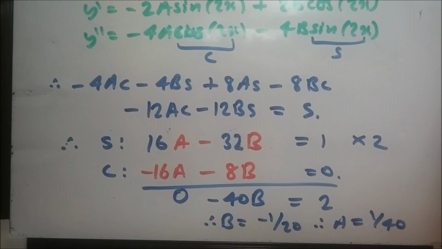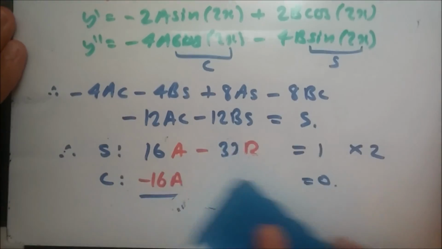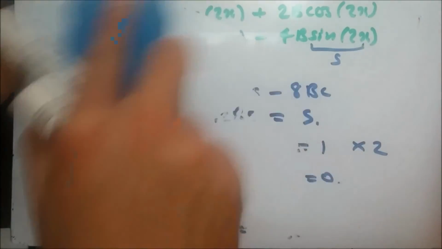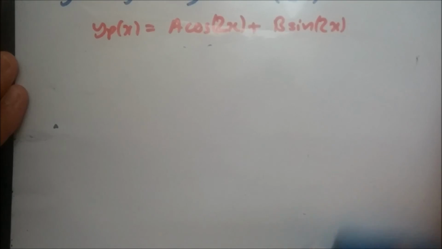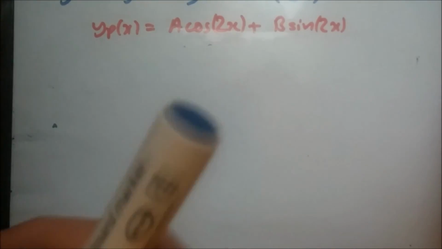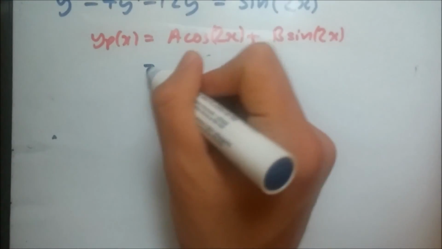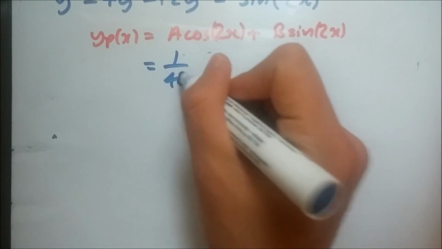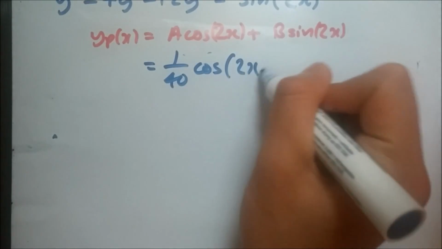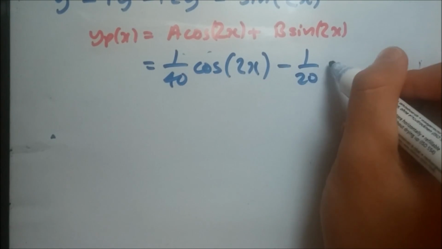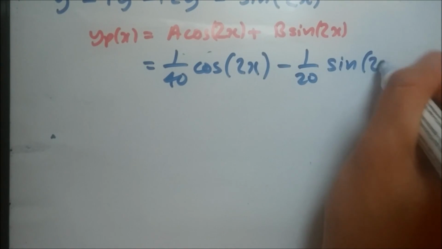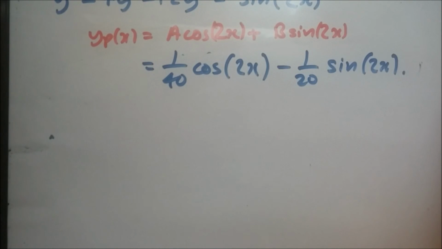And then thus our particular solution, let me just rub all this out. And we are back at the top line. So back on the top line, we said a was what? A was 1 over 40, good. 1 over 40 cos 2x, and b was minus 1 over 20 sine 2x. And that's it guys, this is complete.